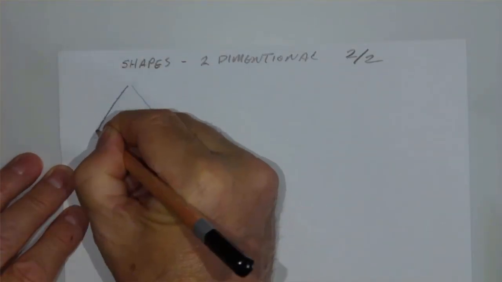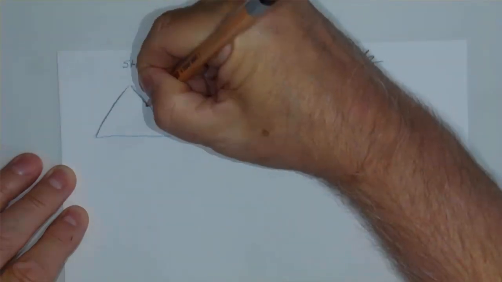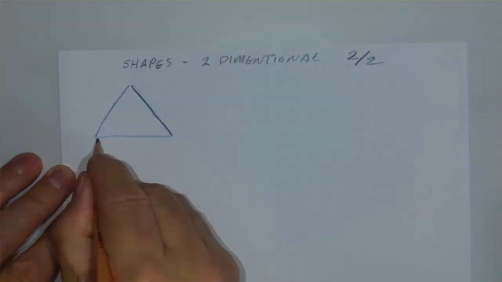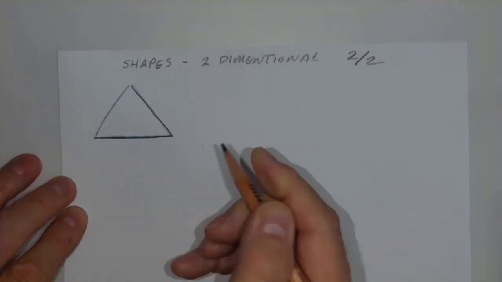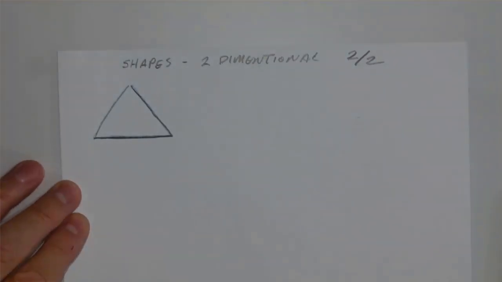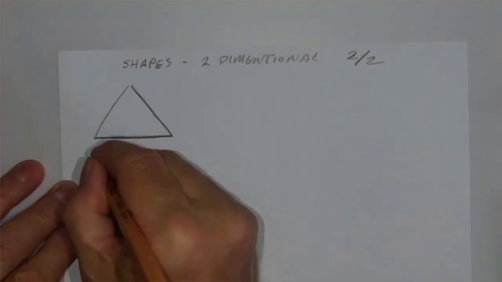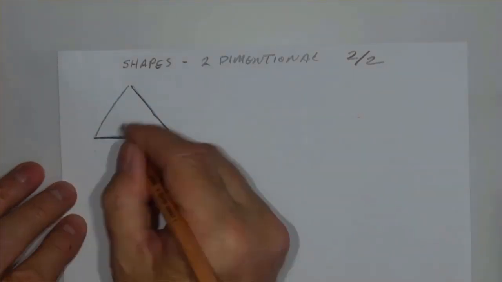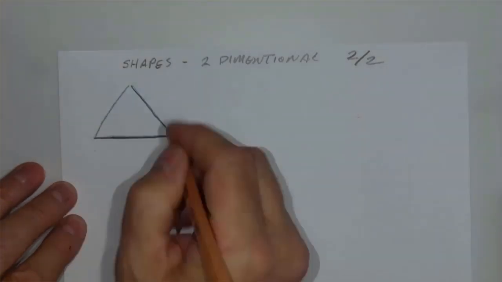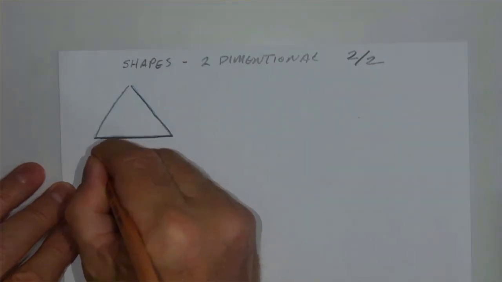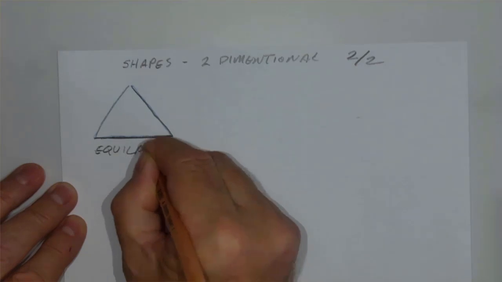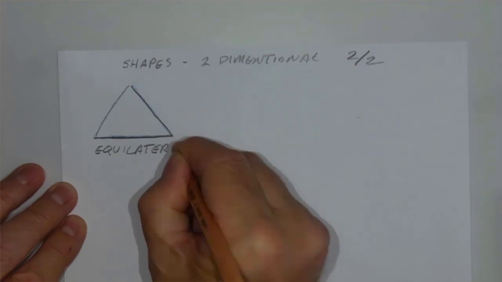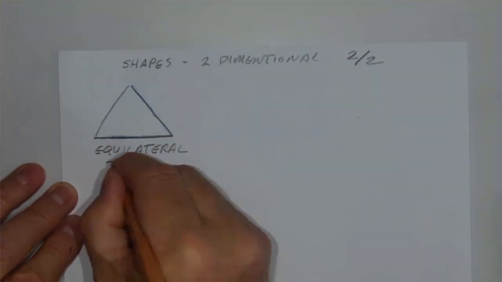Again, I want to get in the practice, and I'm hoping you all get in the practice, of using blue to work down a preliminary drawing and then go over it in lead pencil. So the name of this equal-sided, three-sided triangle is equilateral triangle.